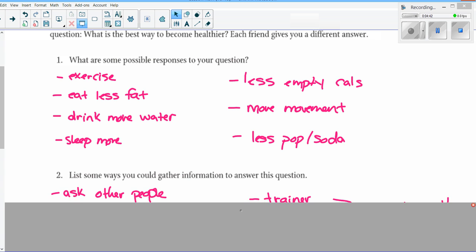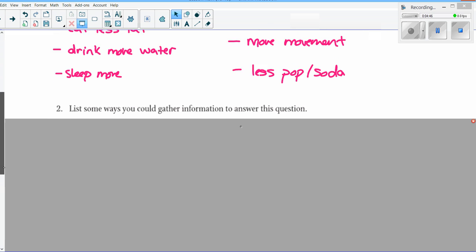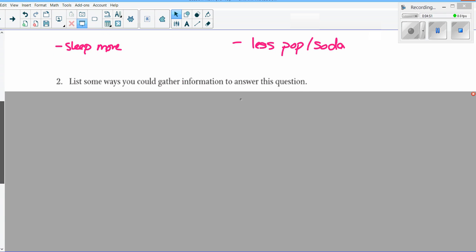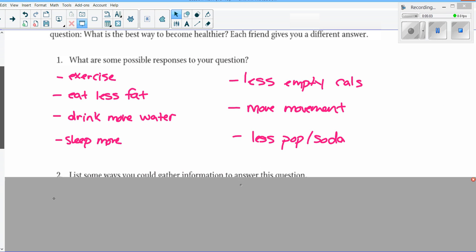The next part says list some ways you could gather information to answer this question. So again, here's what I had from last year for what students said. They said that you could ask other people. You could ask somebody who has personal experience getting healthy, losing weight. You can always Google it.